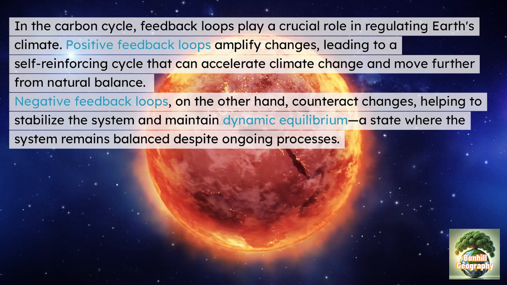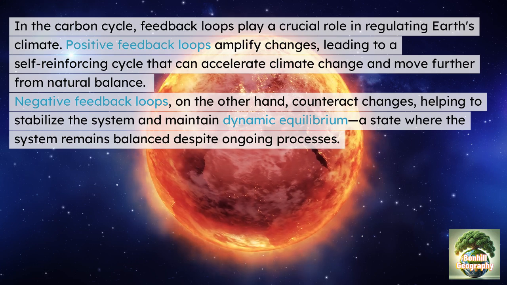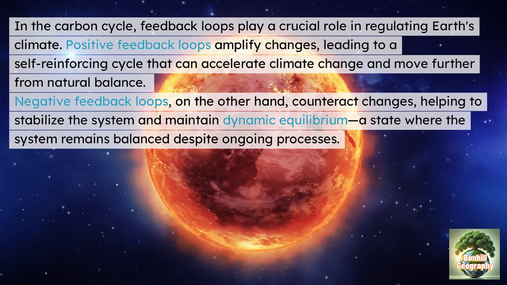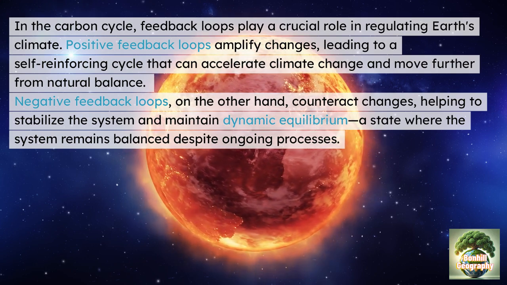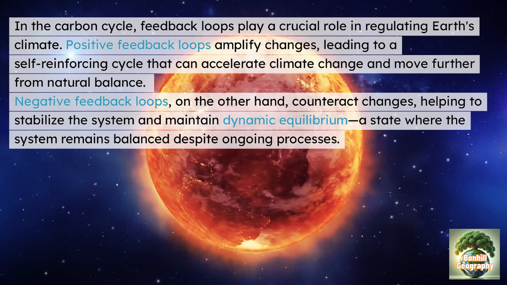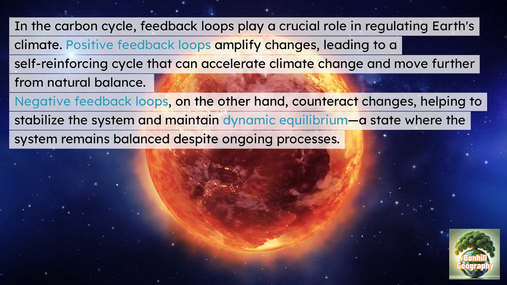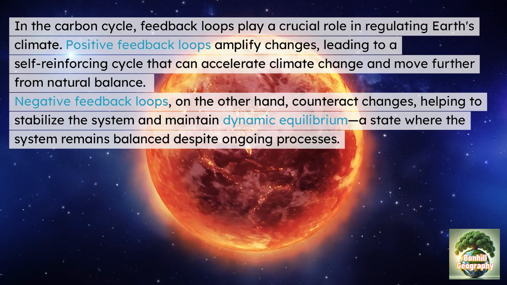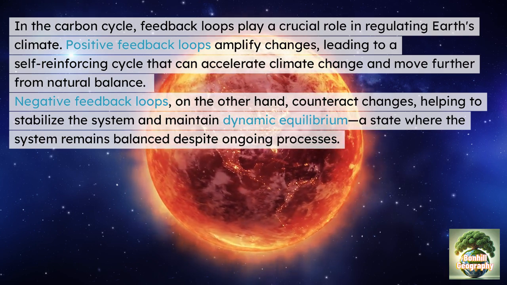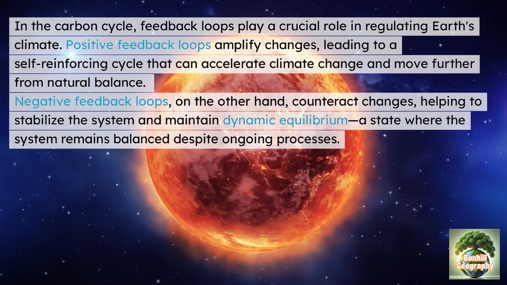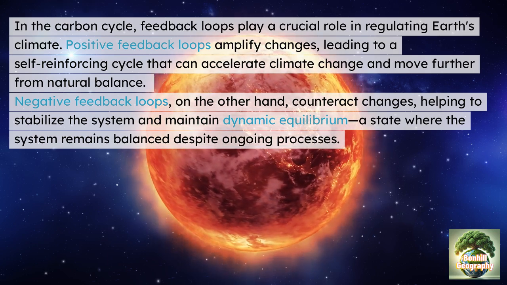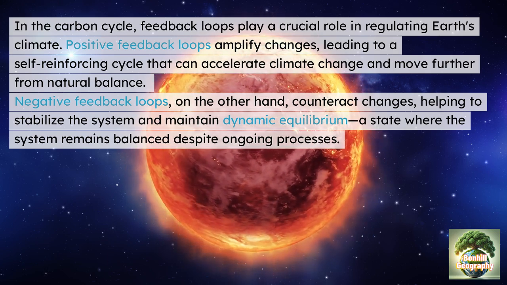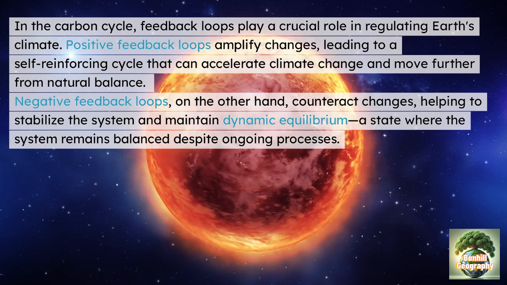Now in the carbon cycle, feedback loops play a crucial role in regulating Earth's climate. Positive feedback loops amplify changes. This leads to a self-reinforcing cycle that can accelerate climate change and move further from natural balance or dynamic equilibrium. Negative feedback loops, on the other hand, counteract these changes, helping to stabilise the system and maintain dynamic equilibrium. This is the state where a system is balanced, despite ongoing processes.